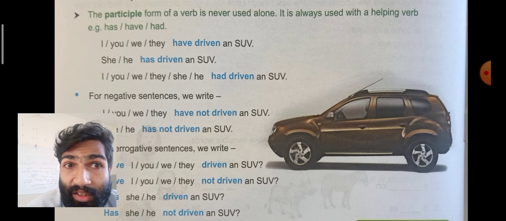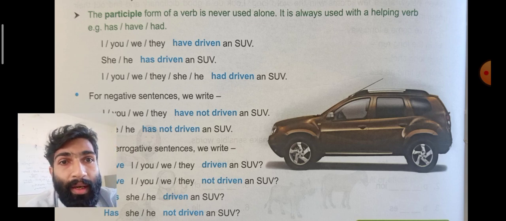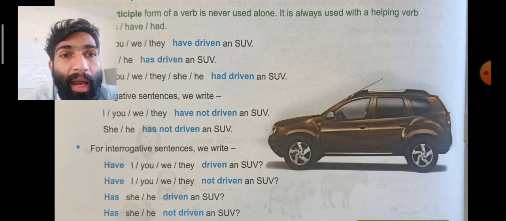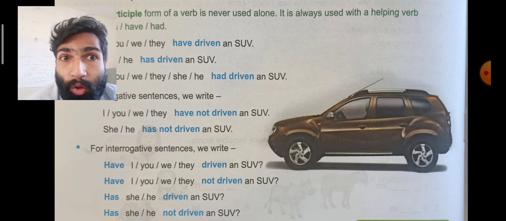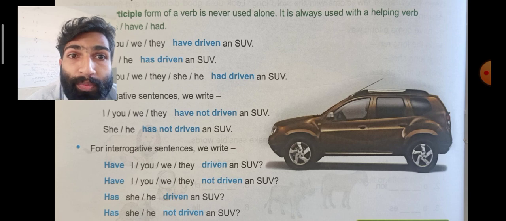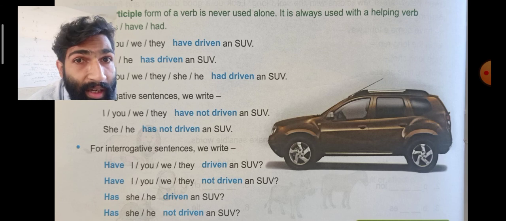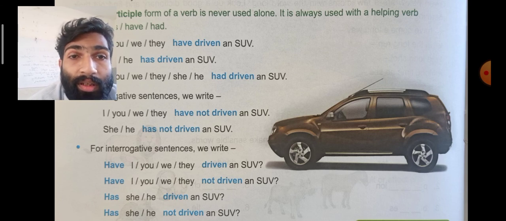Next, for negative sentences. Till now we have studied the positive. Now negative sentences. How? I haven't, have not, haven't driven an SUV, you haven't driven an SUV, we haven't driven an SUV, they haven't driven an SUV. Now has not, hasn't: she hasn't driven an SUV, he hasn't driven an SUV. For she and he it is has, and for plural, have.